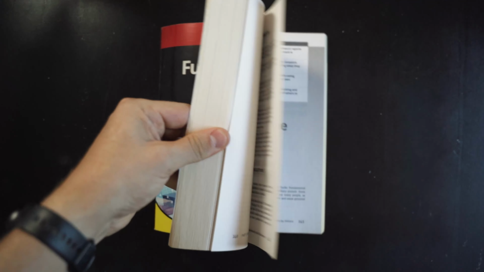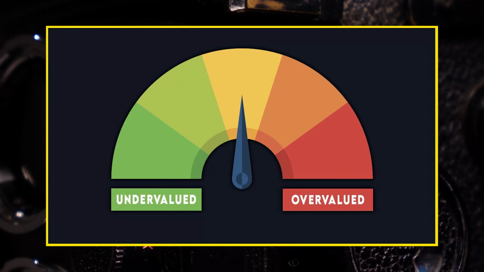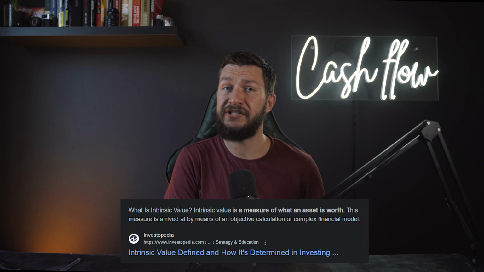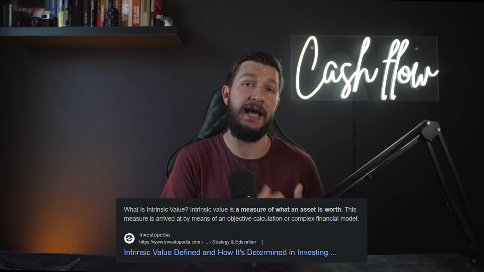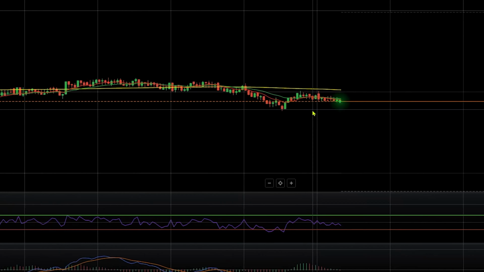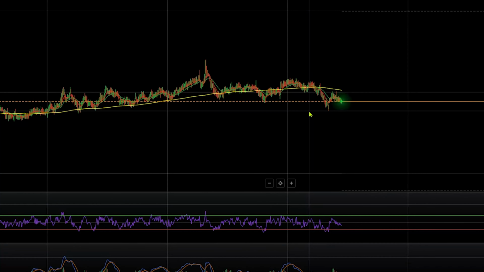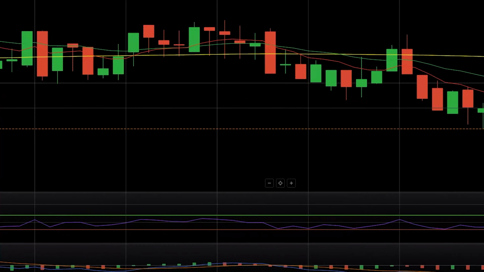Simply put, this is a widely used method to determine whether a stock is undervalued or overvalued. Intrinsic value is simply a measure of what an asset is actually worth. This helps us as investors because this will help us to determine whether a stock is trading for cheap or are we going to overpay at a certain price.